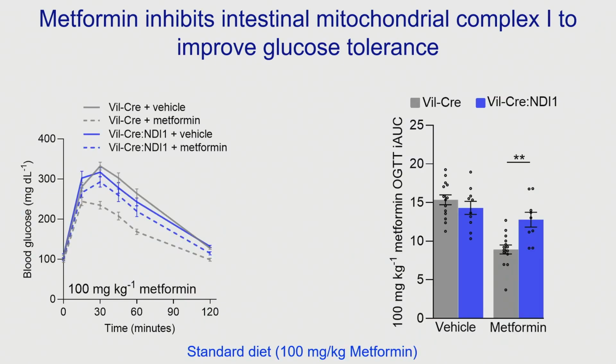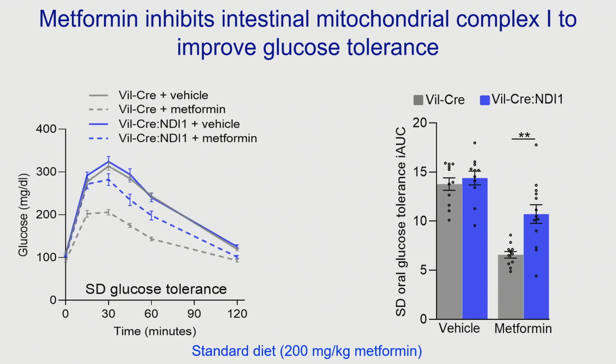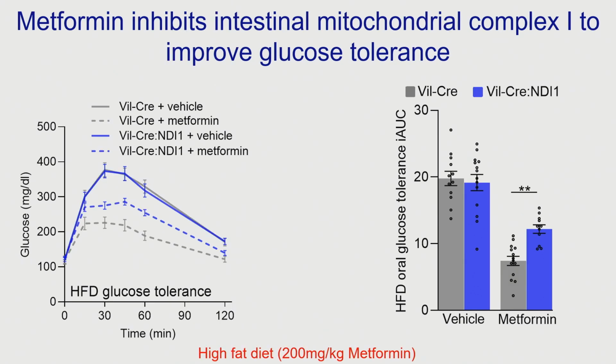You can start to do this at 100 mg per kg. At least in our B6 mice, below this, we don't get a robust glucose reduction in our glucose tolerance test. But you can again see metformin lowers it. With the NDI1, it's largely abrogated. You could do this at 200 milligrams, same thing: largely down with metformin and somewhat rescued by NDI1. You could do this with a high-fat diet. The NDI1 begins to abrogate it.